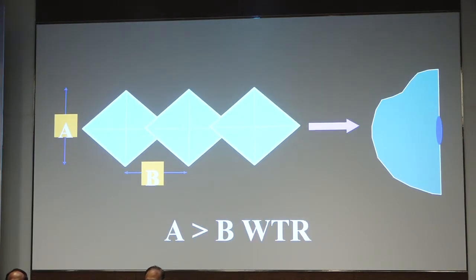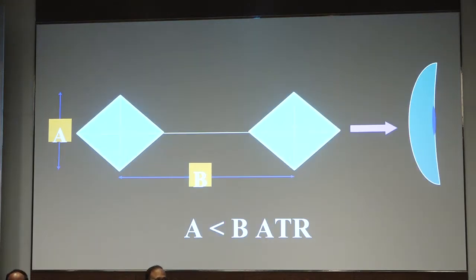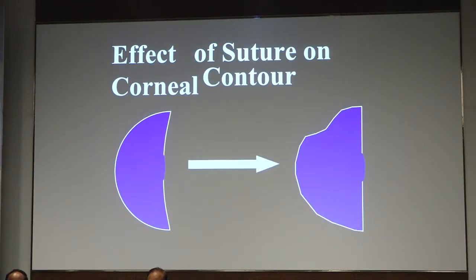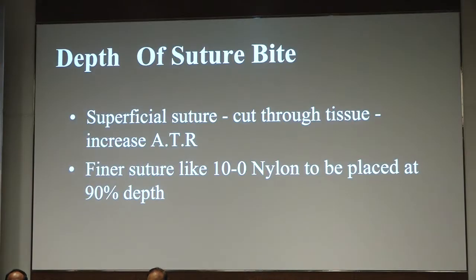So here you see when your length is more than the width, then you will be inducing with-the-rule astigmatism. And when your sutures are widely placed, you're going to have against-the-rule astigmatism. And tight sutures will definitely cause with-the-rule astigmatism, depending on where your location is. Loose sutures, again, will not oppose properly. So this is how the suture will cause an effect when it is too tight.